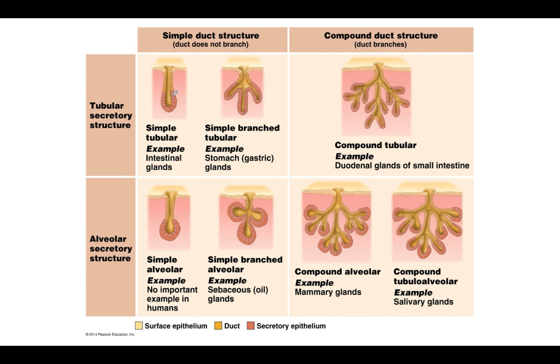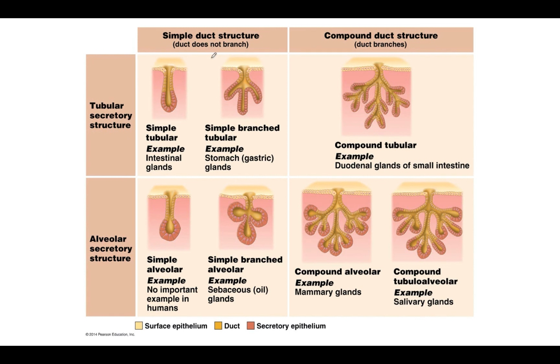So each multicellular exocrine gland has two basic parts. One is the epithelium-walled duct, which looks yellow, and the other is the secretory unit consisting of secretory epithelium. Here, this is epithelium, but it is secreting a substance. Every gland has those two portions. If we look further, the structure of a duct further classifies the gland into simple duct and compound duct.